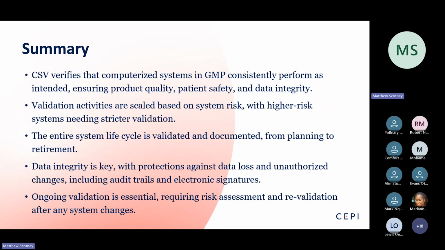We've also looked at the fact that we need some sort of life cycle management for a computer system. So from that cradle, the initial concept, right through to the grave, when we're going to retire the system. And the two areas which are critical to computer system validation is maintaining that data integrity. That's the whole point. We want to protect against loss. We want to protect against unauthorized changes. And that's where our audit trail and electronic signatures might come in.